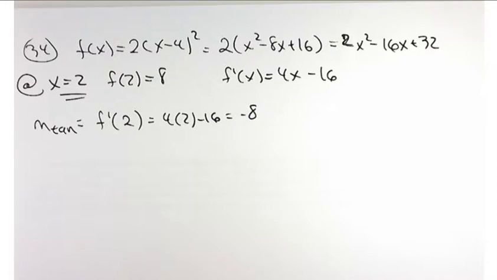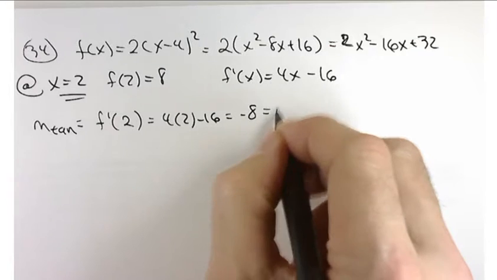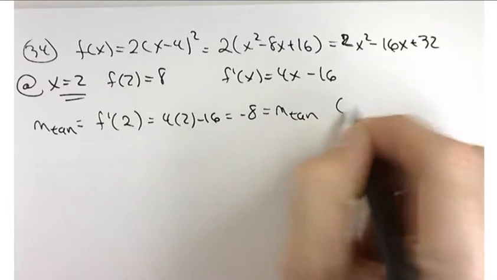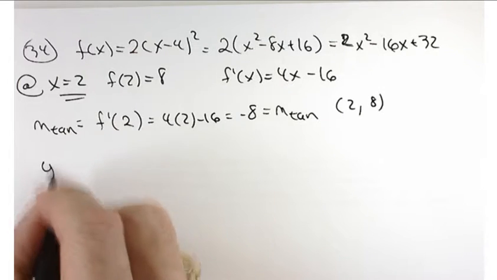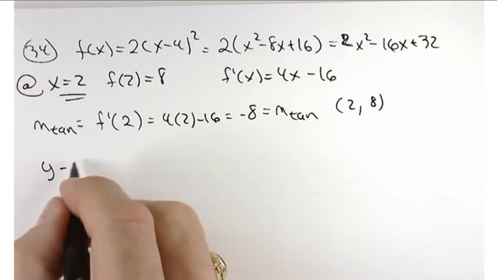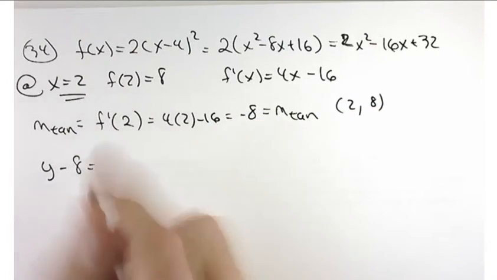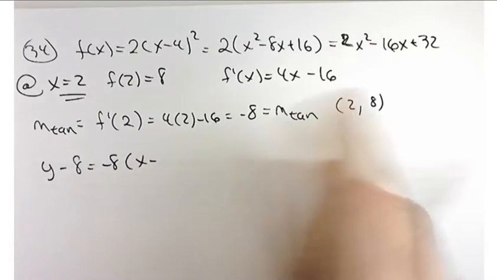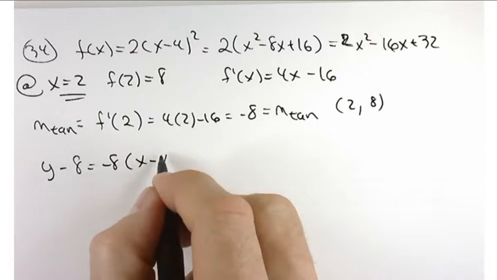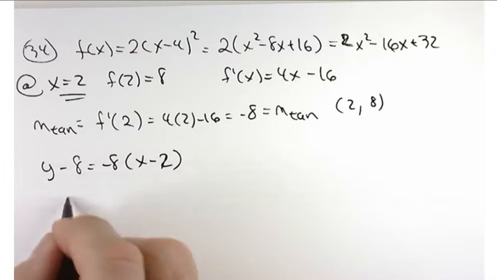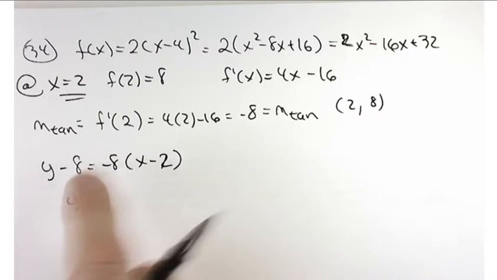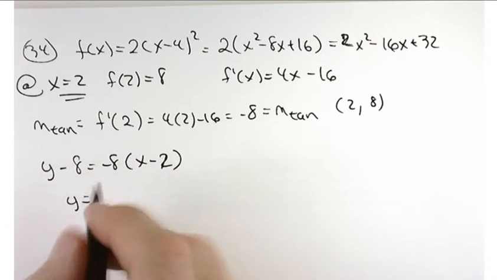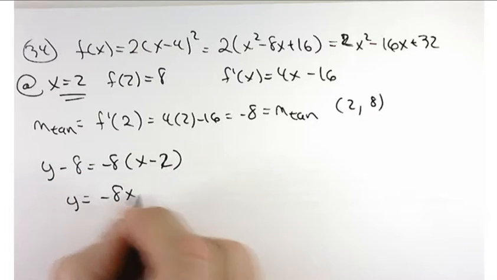So I've got all I need. I've got my slope and my point, which is 2 and 8. So let's plug that in. y minus y1 equals m times x minus x1. And when we distribute and solve, you get negative 8x plus 16. Moving the 8 over, 16 plus 8 is 24.